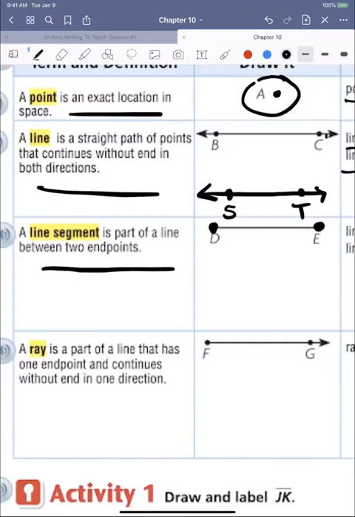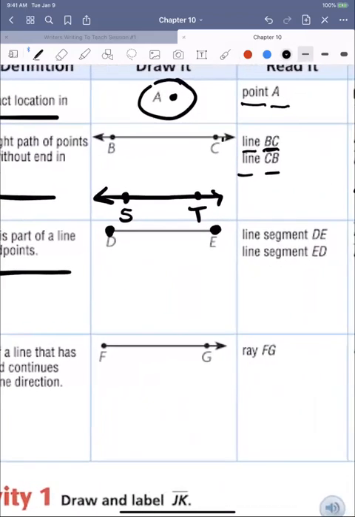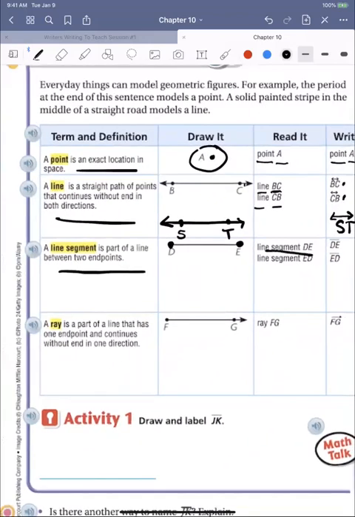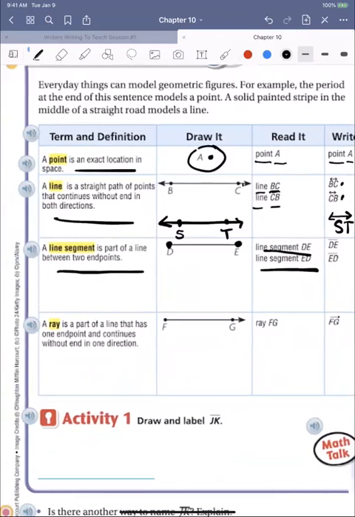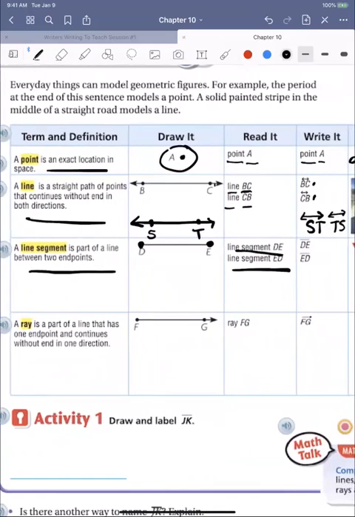For our example, we have line segment DE. It starts at D and ends at E. It also starts at E and ends at D, but it cannot go any farther than that. We read it as line segment DE or line segment ED, and we write it with just a line above the top. Again, if I had line segment ST, I would write ST with just a line across the top, or TS, with just a straight line with no arrows.